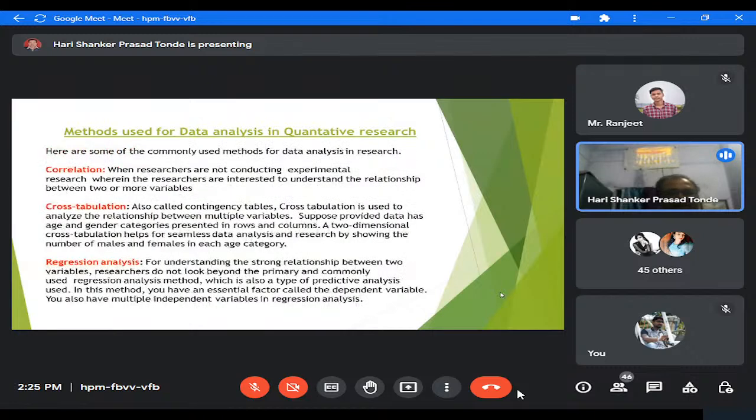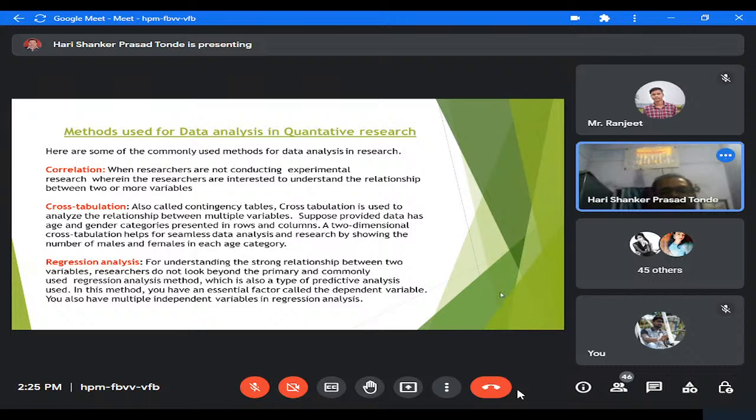Another one is the correlation. When researchers are not conducting experimental research, wherein the researchers are interested to understand the relationship between two or more variables, we have to correlate what are the various outcomes that are coming from the particular experiments. This is the method of correlation. And it is very important in the research problem. Means when you are analyzing, the correlation is playing an important role.